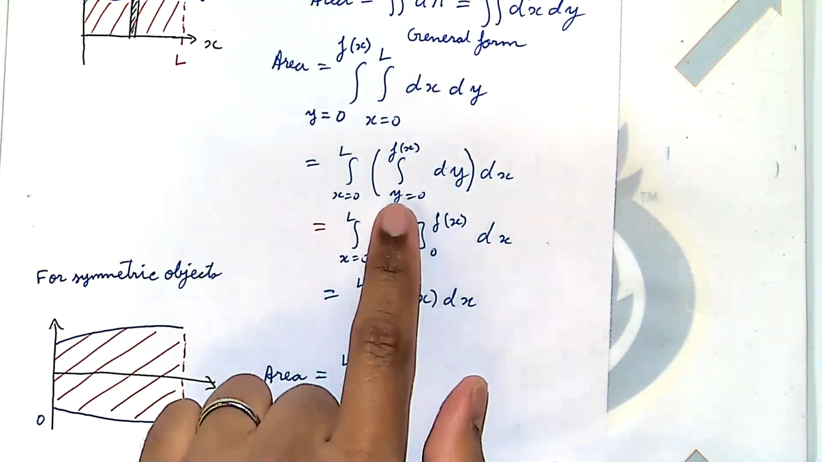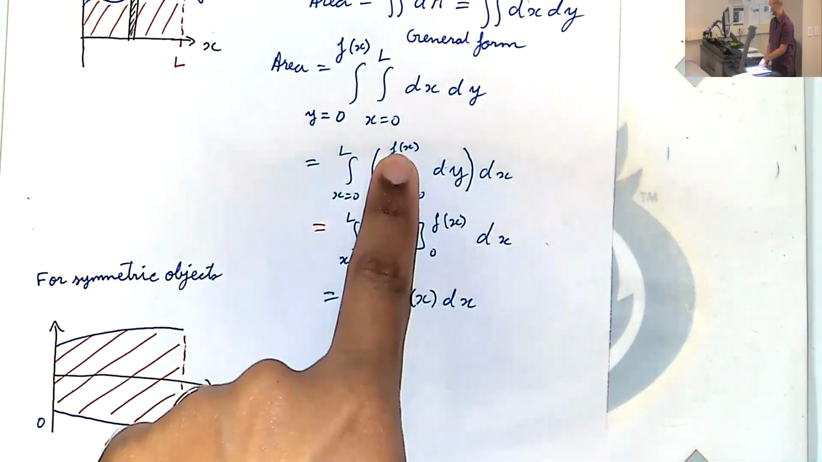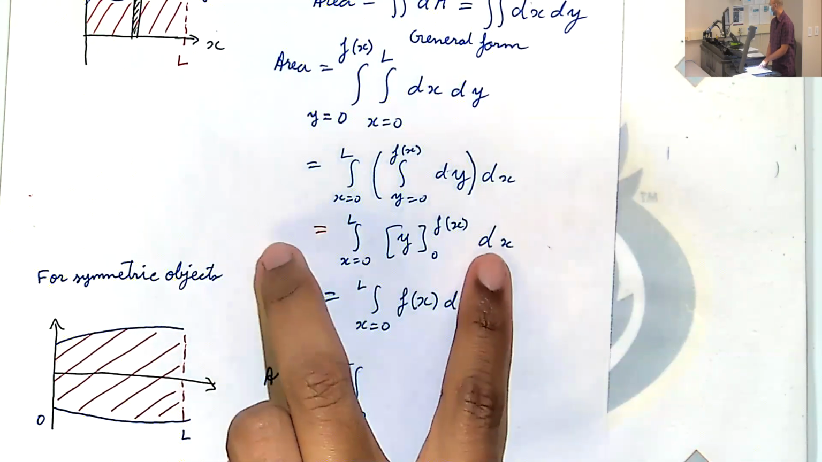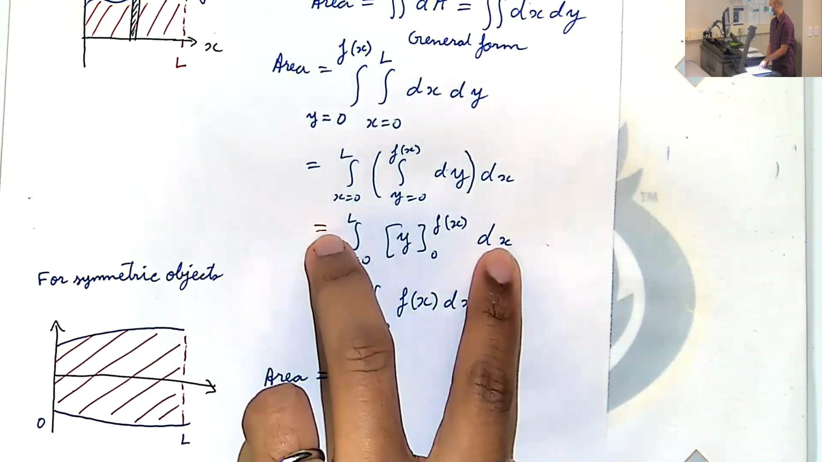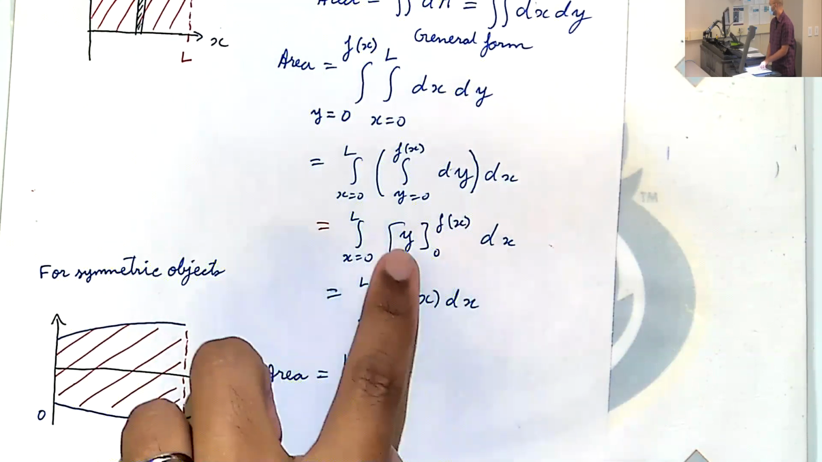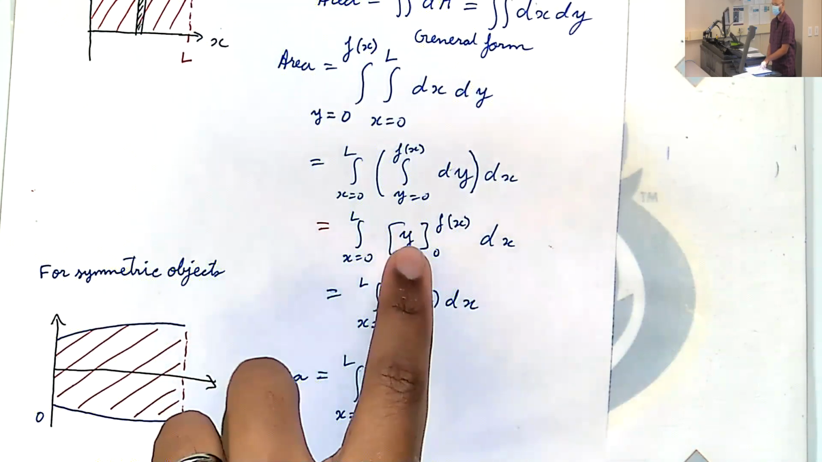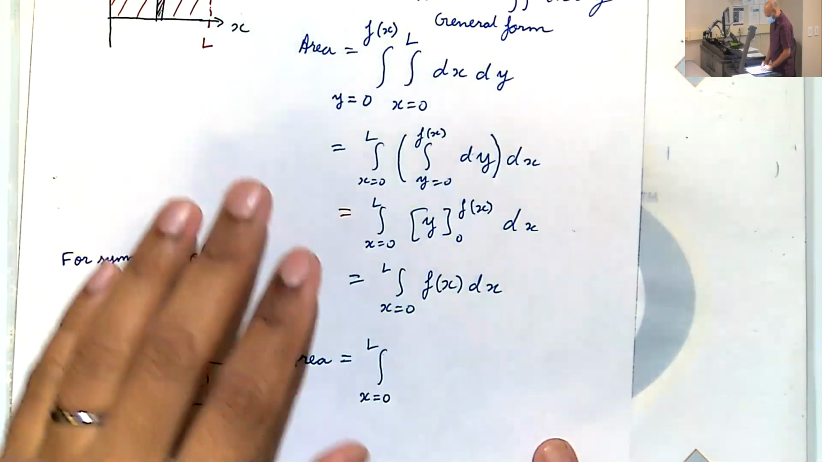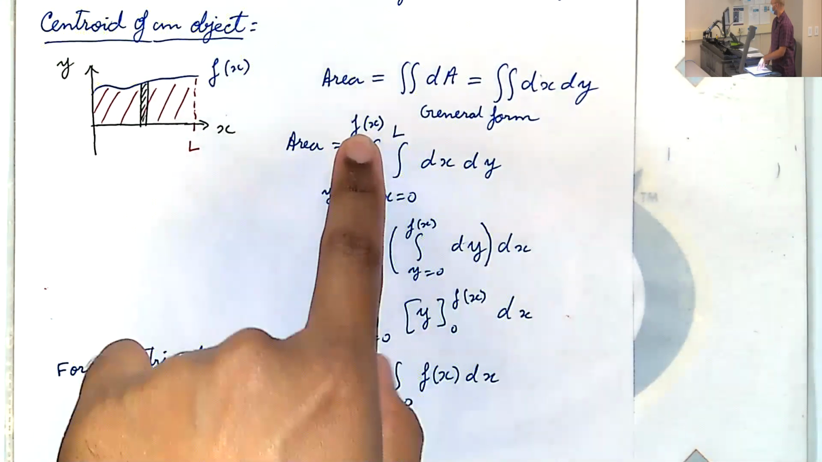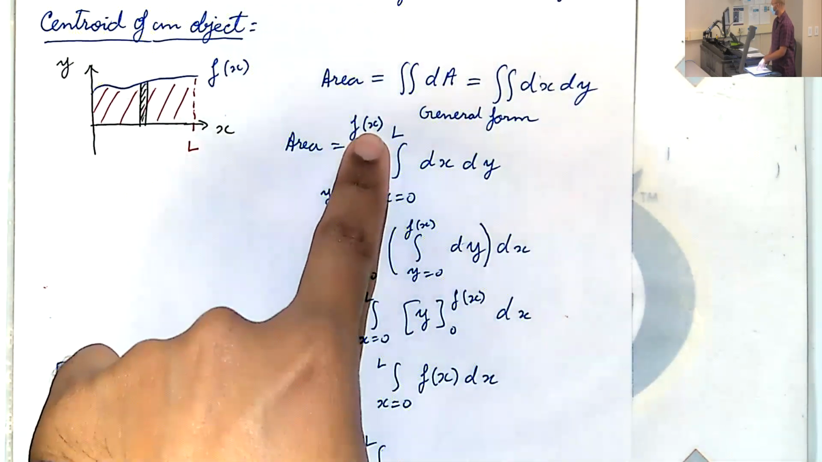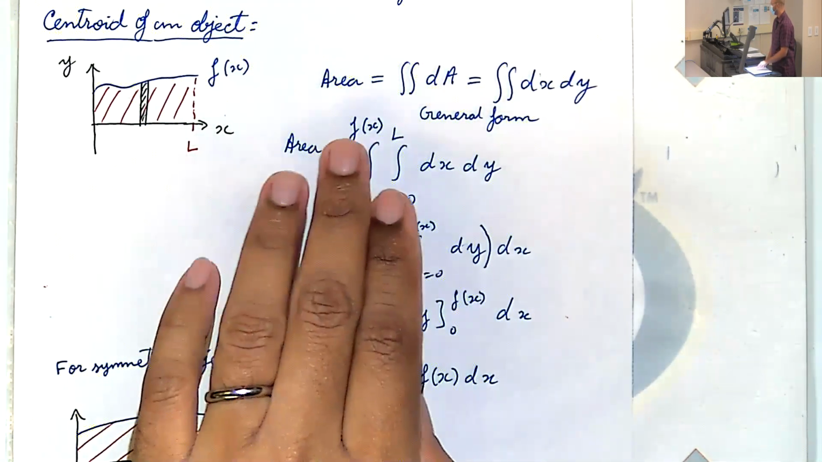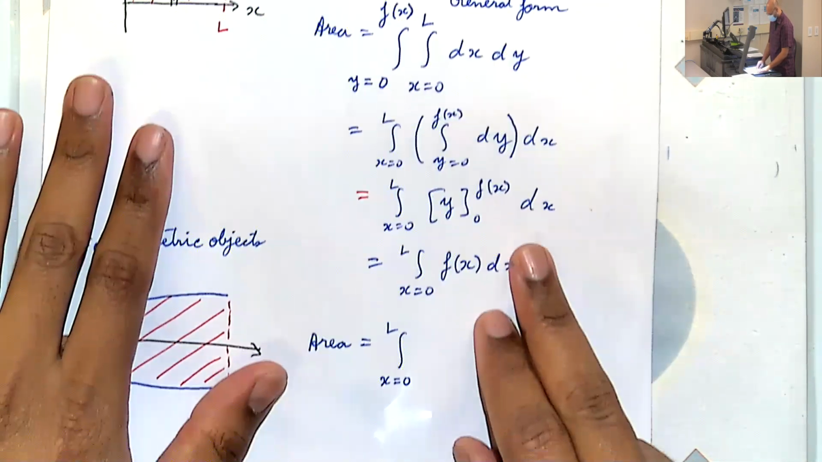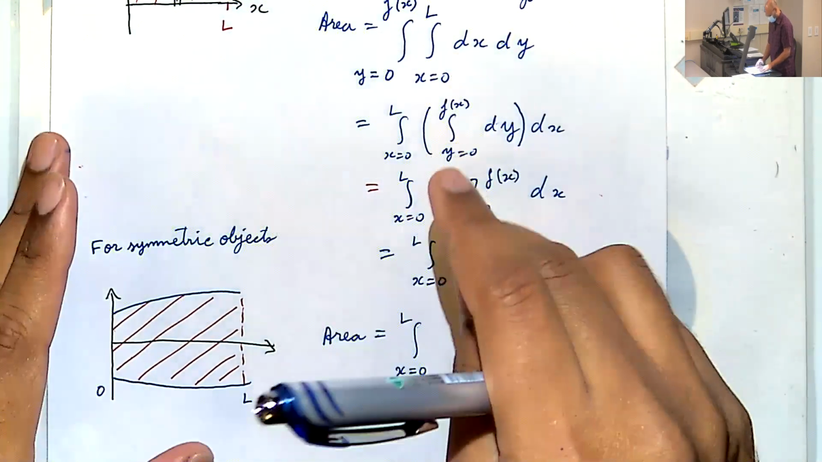See, the limit on y goes from 0 to f of x. Y depends on x. So we cannot evaluate the integral in dx before we evaluate this. We simplify out this guy first. Whenever you see one of the limits depends on one of the variables, that variable has to be kept for last. That variable is x in this case.